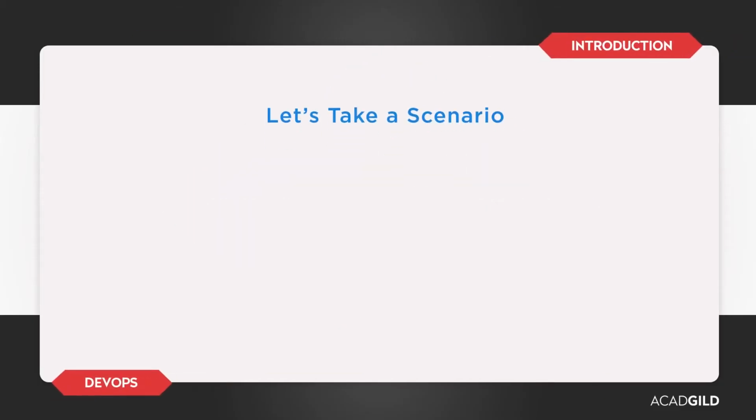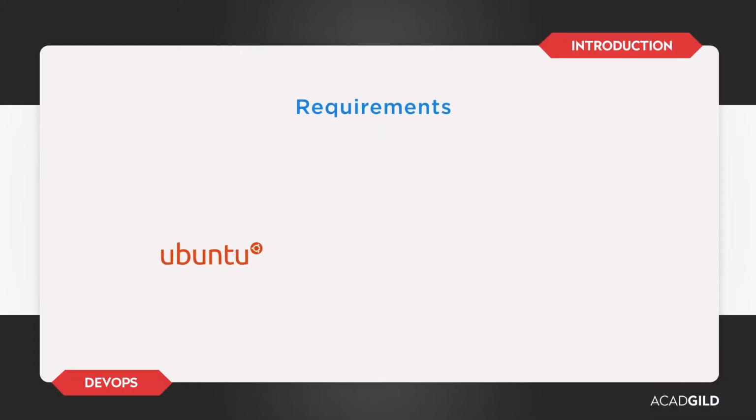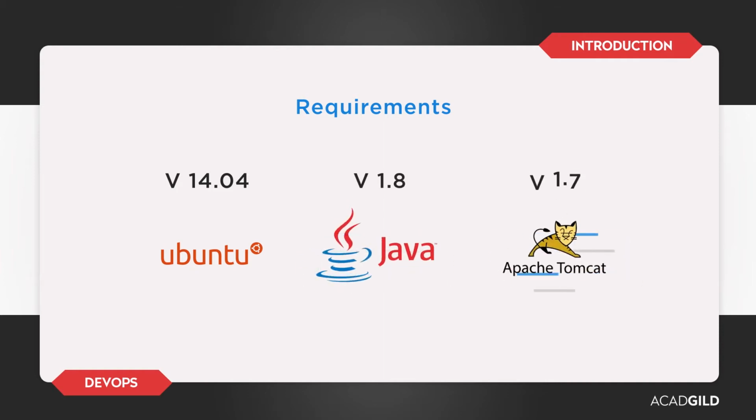Consider the following scenario. We are developers working for a company called Address Book. We make a Java-based product, also called Address Book, that requires an Ubuntu machine, preferably an Ubuntu 14.04. Additionally, it requires Java, preferably Java 1.8 and Tomcat 1.7. The application would need all of these three elements for it to work properly.